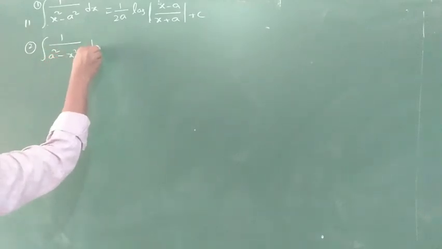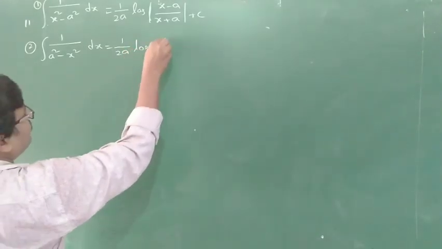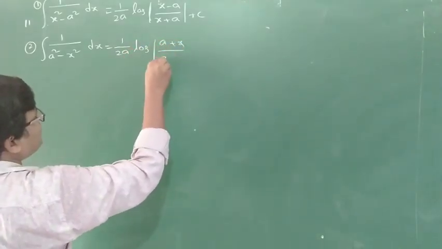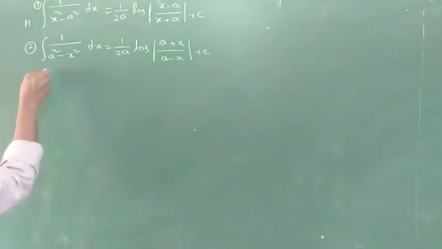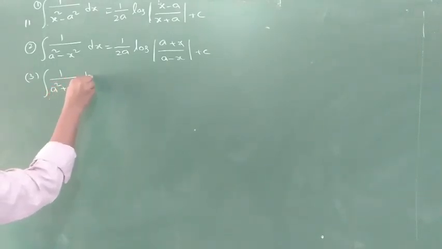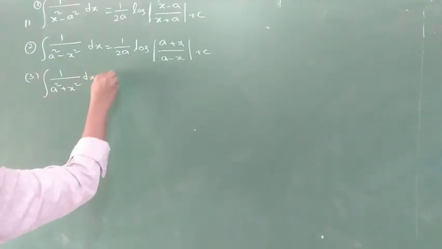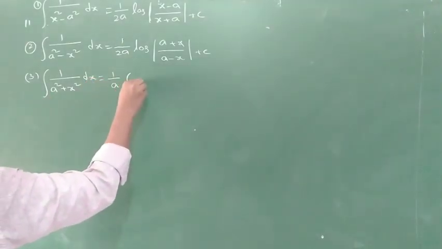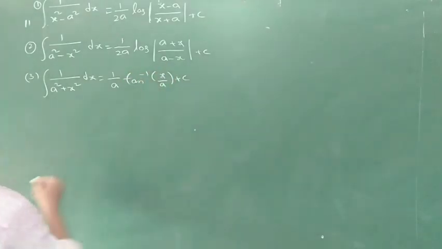The second one, integral 1 by a square minus x square dx is equal to 1 by 2a into log mod a plus x by a minus x plus c. The third one, integral 1 by a square plus x square dx, or x square plus a square, is equal to 1 by a into tan inverse of x by a plus c.